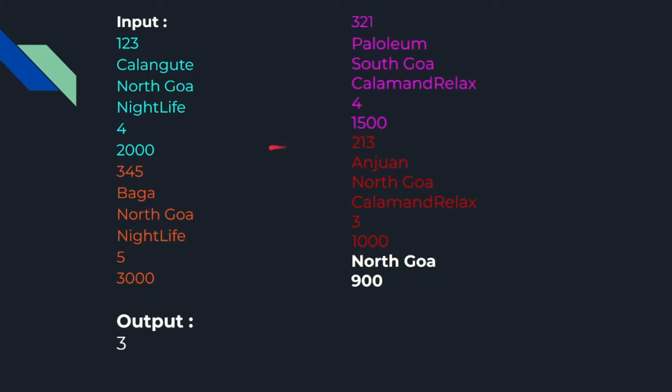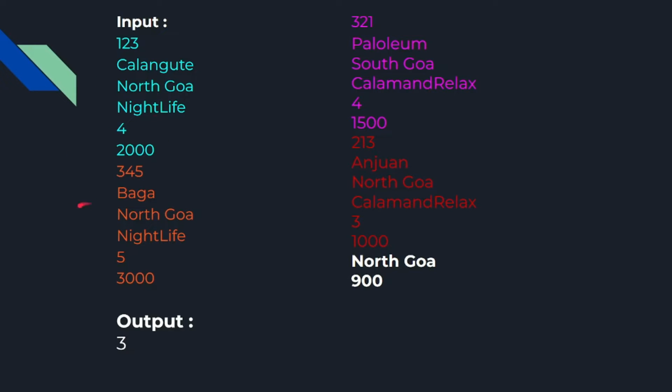Since we are going to solve this problem using ArrayList, our approach will be: first we will create an ArrayList, and then we will add only those Beach objects to the ArrayList which satisfy the given condition. Those are: location is North Goa and the average visitor count is greater than 900. So first we'll go to the first object and check if its location is North Goa and the average visitor count is greater than 900. So we will add this object to our ArrayList.